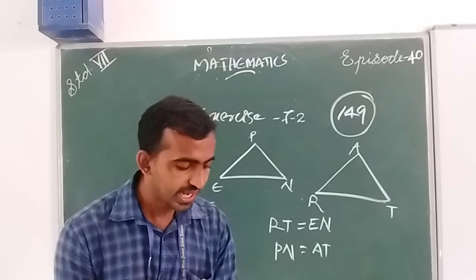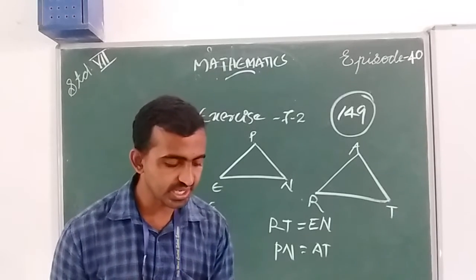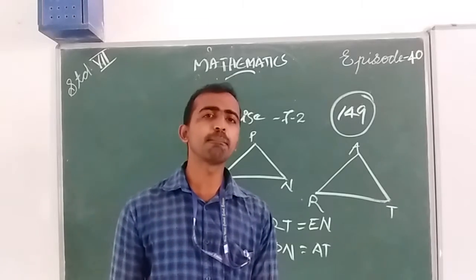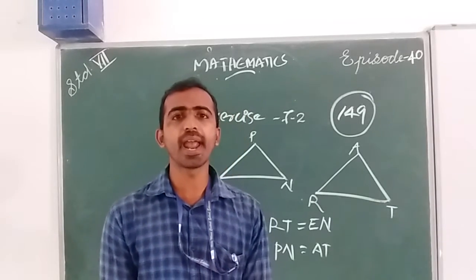And the third one is, you have to show that triangle AMP is congruent to triangle AMQ.